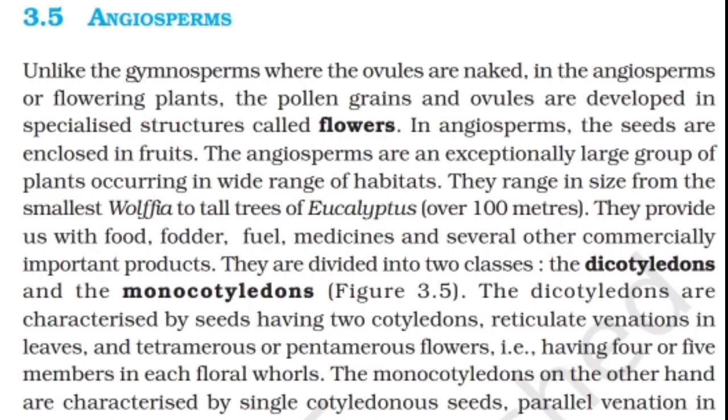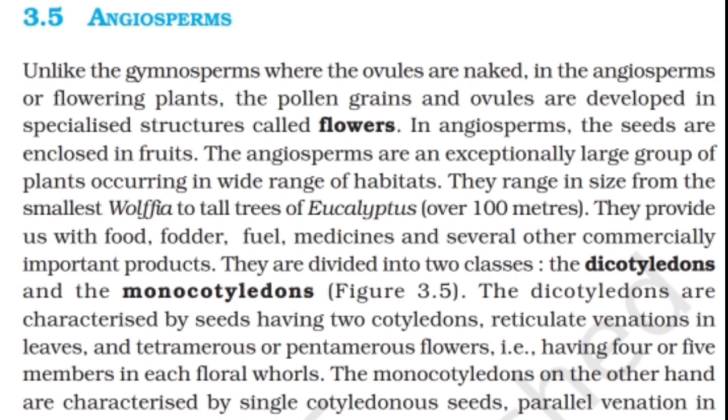3.5 Angiosperms. Unlike the gymnosperms where the ovules are naked, in the angiosperms or flowering plants, the pollen grains and ovules are developed in specialized structures called flowers. In angiosperms, the seeds are enclosed in fruits. The angiosperms are an exceptionally large group of plants occurring in a wide range of habitats. They range in size from the smallest Wolffia to tall trees of Eucalyptus (over 100 meters).